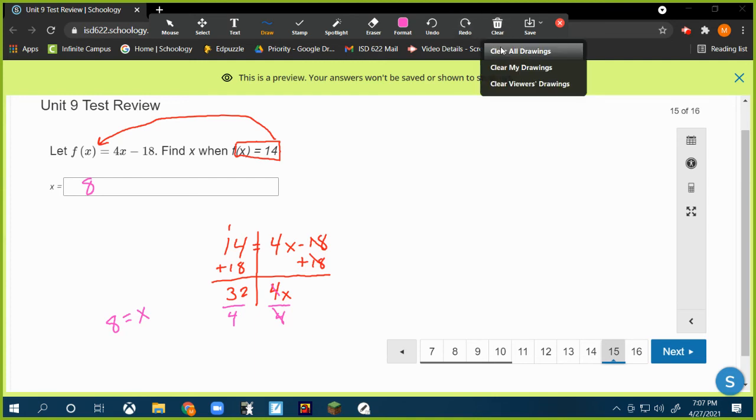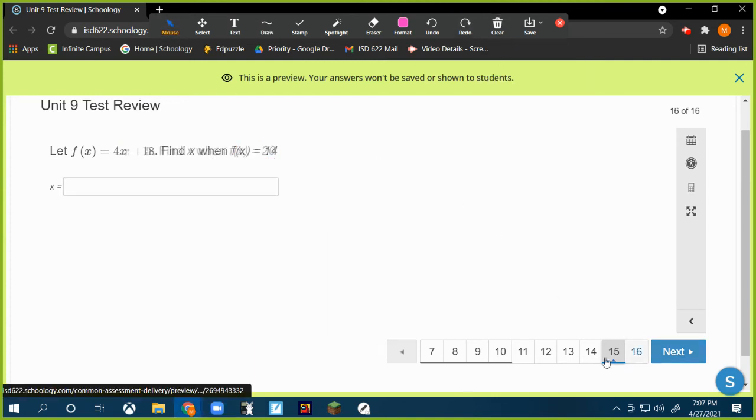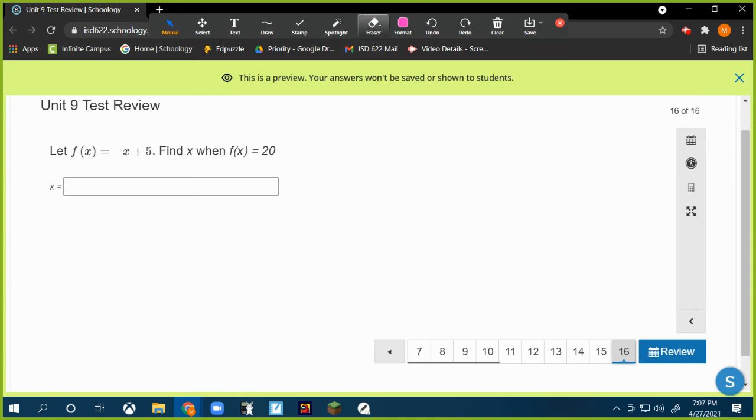Again, pause the video if you need to see that work. We're going to keep going here. Last problem on the test. This is a harder one if you don't remember how to solve it. Again, 20 is our f of x, so we're replacing f of x with 20.